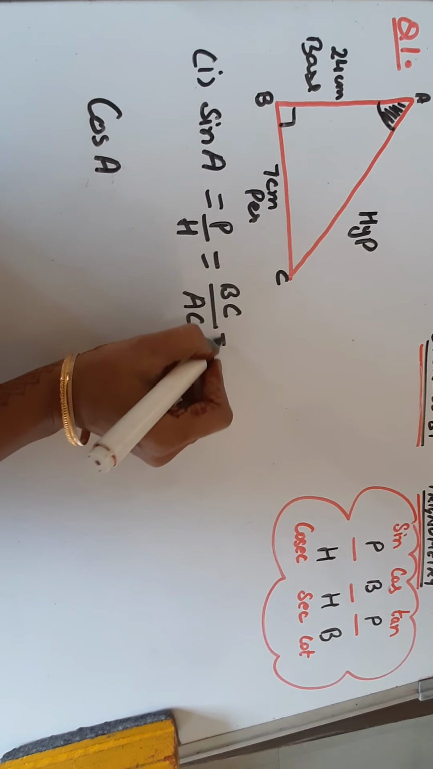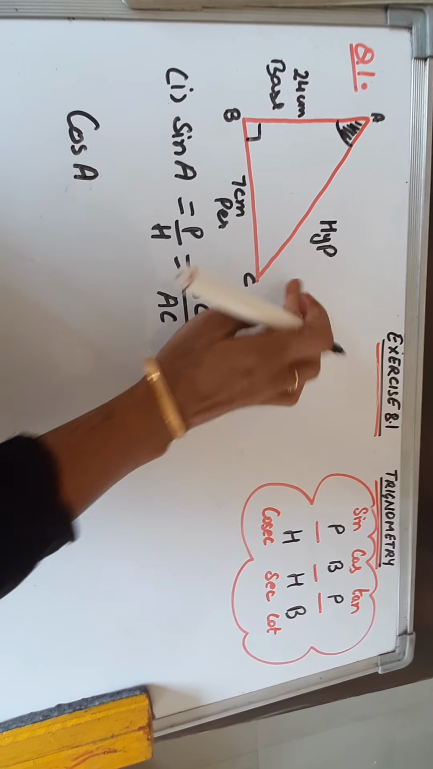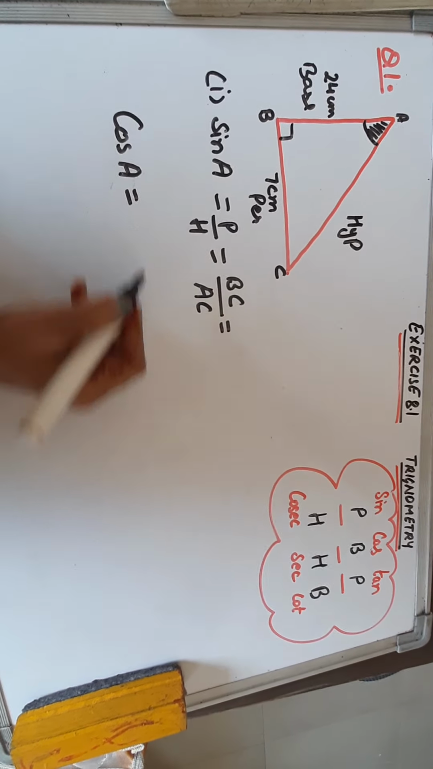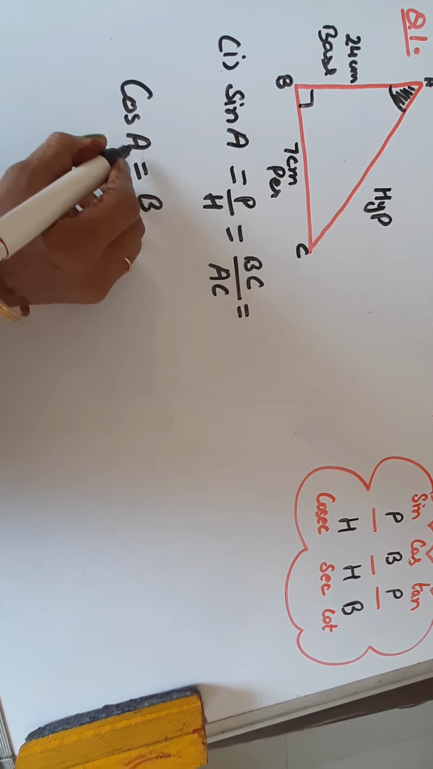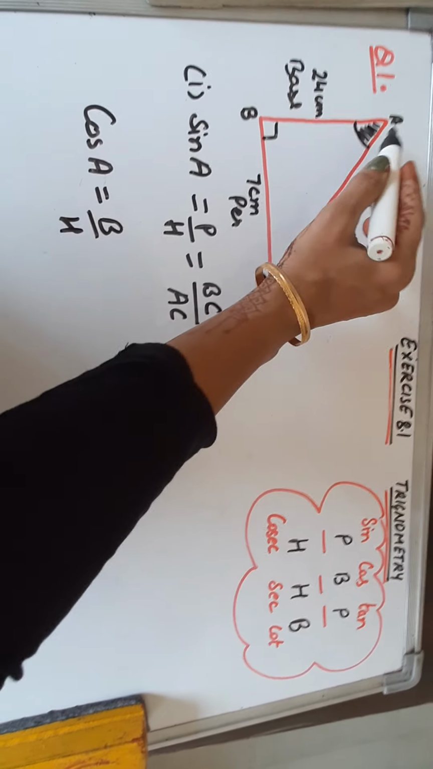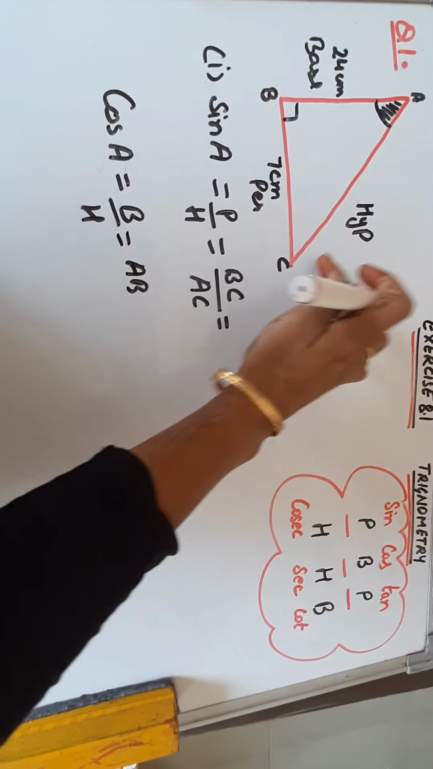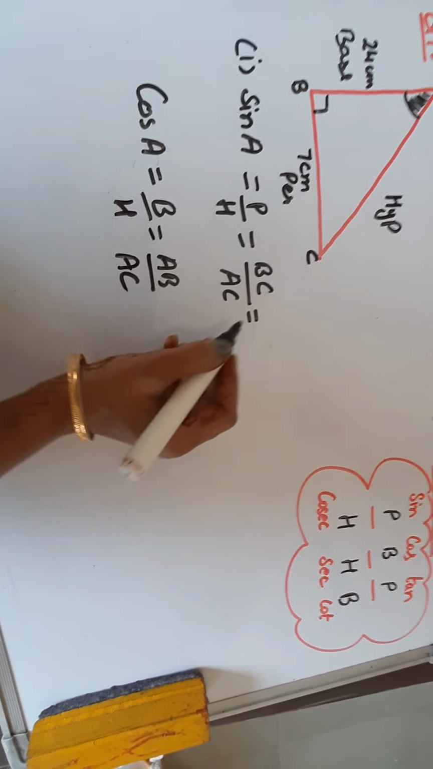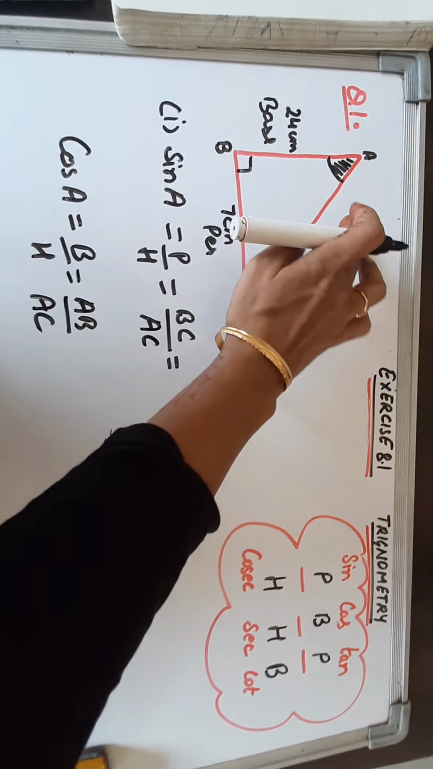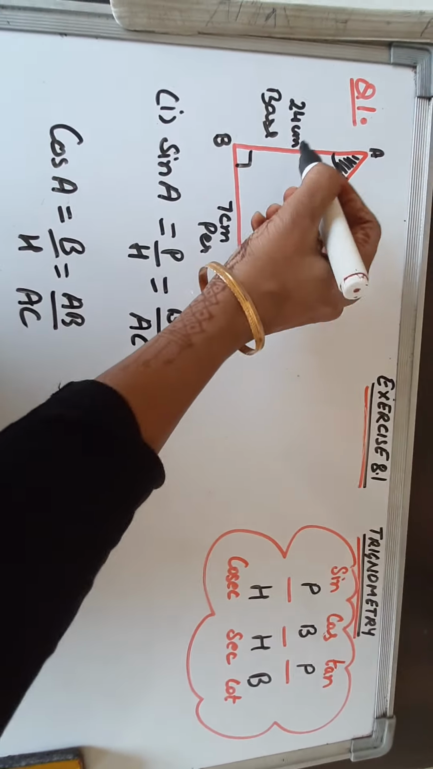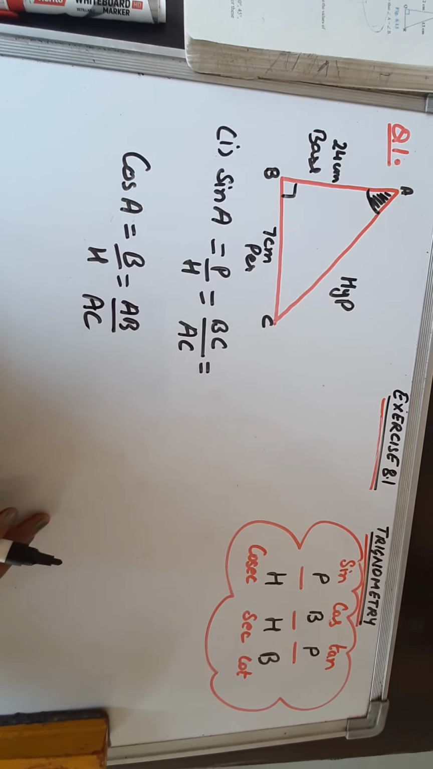So put the value. The BC length is 7 centimeter, but we do not have AC. Similarly, cos A is B by H. So according to angle A, perpendicular is BC, so base is AB. AB upon H for hypotenuse, that is AC. But in both the cases, we do not have AC. So dear students, to get AC, because this is a right triangle and two sides are given to us, we will find out the third side by using Pythagoras theorem.